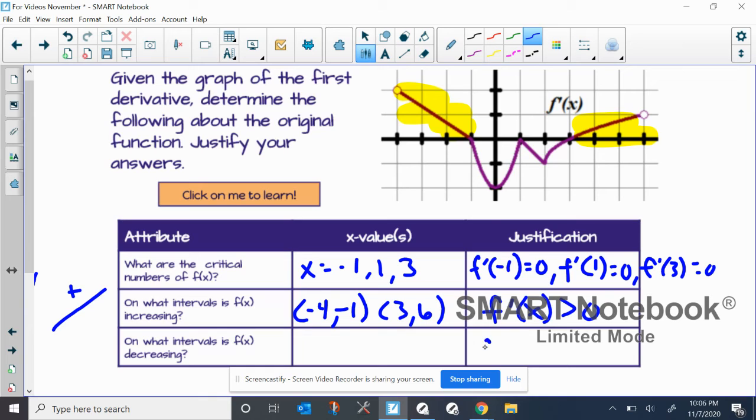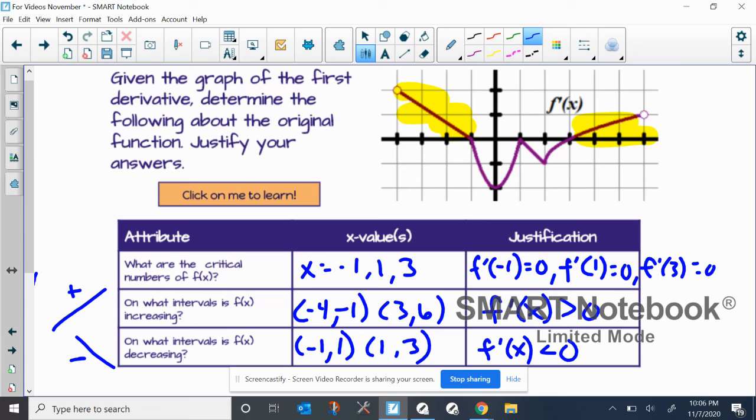On what intervals is f of x decreasing? Well, that would be when f prime of x is less than 0. If my original graph is decreasing, the slope is negative. So that would be where I'm below. So I'm going to say from -1 to 1. We'll talk about why I'm splitting this up in a minute, and from 1 to 3.